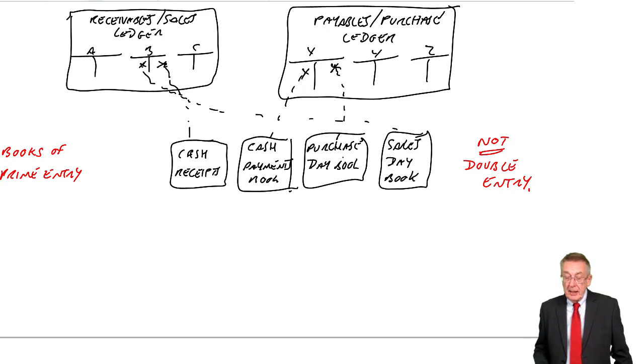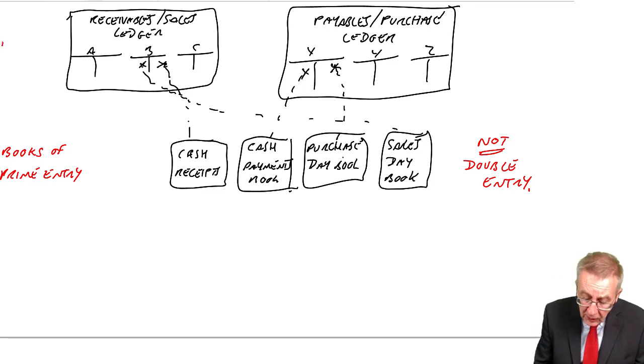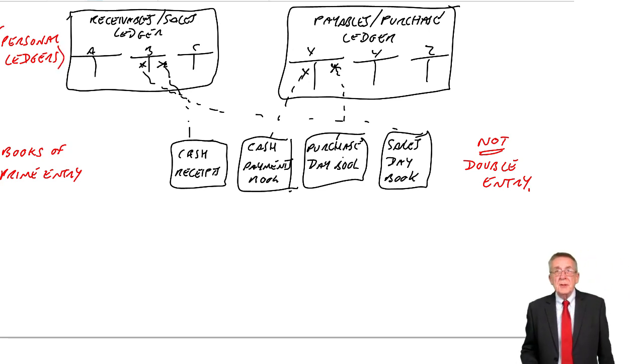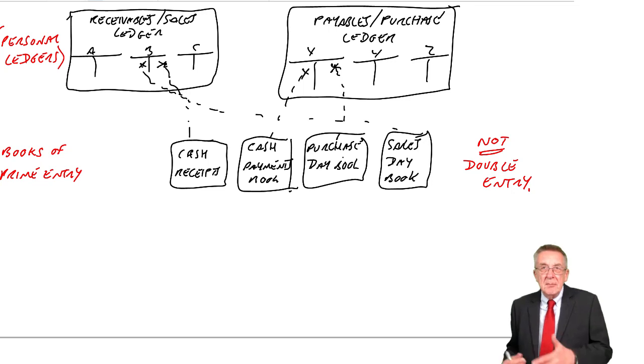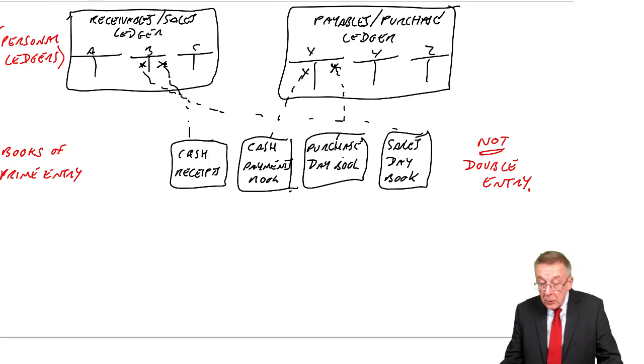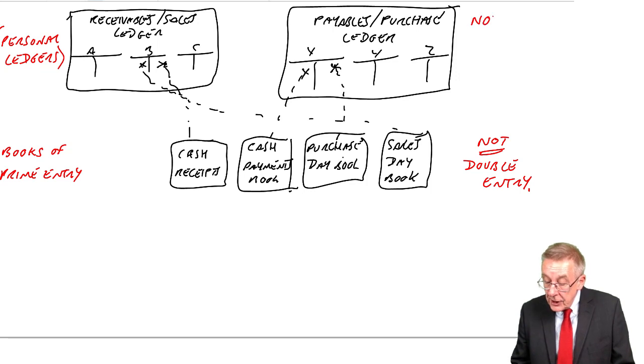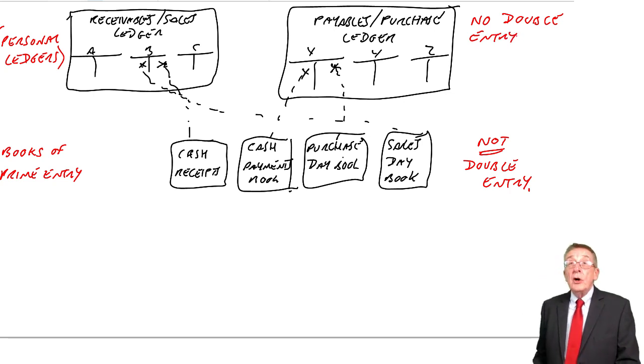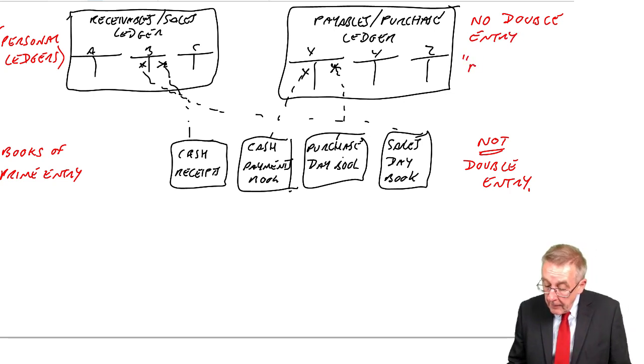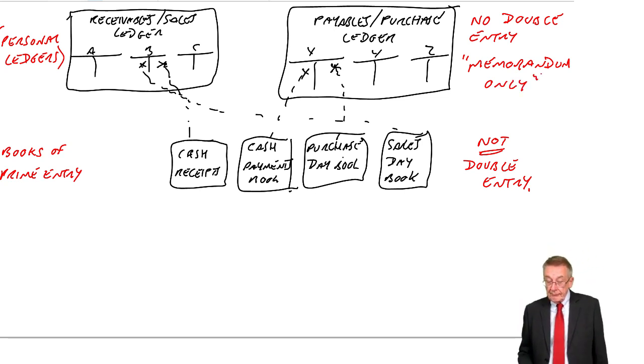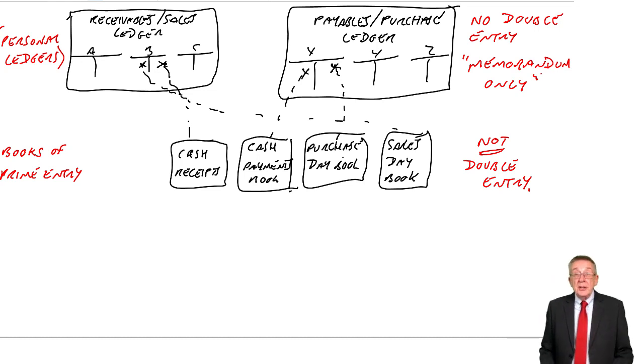These books, I'll put it in brackets because it's very old fashioned, we used to call these personal ledgers. I doubt those words are used anymore, but it's Mr. A, Mrs. X, and so on. Much more importantly, though, again, there is no double entry. Or the other expression, we say they're memorandum only. Memorandum note only. So all of that's going on during the month.